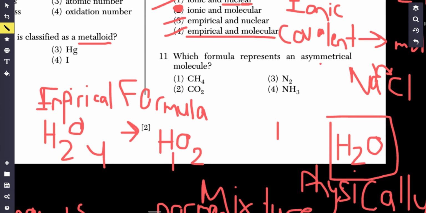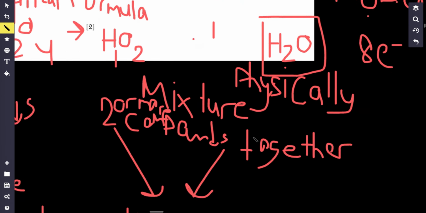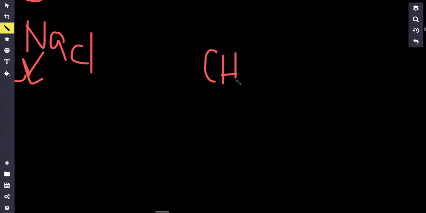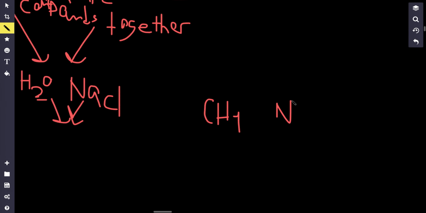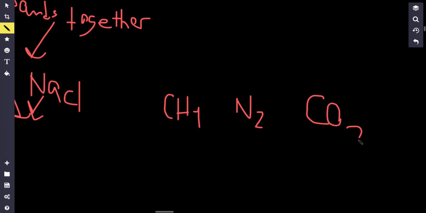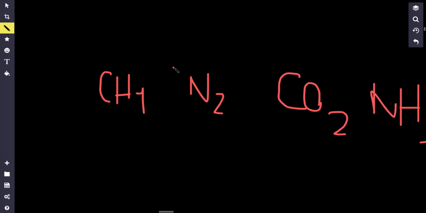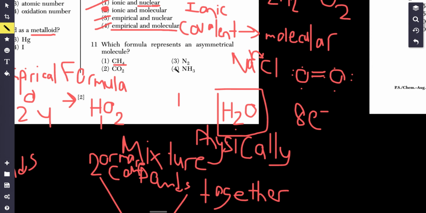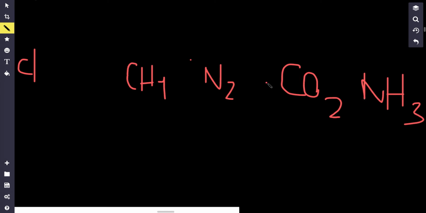What do I do here? Well, let's take a look at CH4. Let's take a look at CH4. What do you think CH4 looks like? So right over here, I have CH4, I have N2, and I have CO2. N2, CO2, and H3. Asymmetric, okay. Formula represents an asymmetric molecule. So how do I do this?